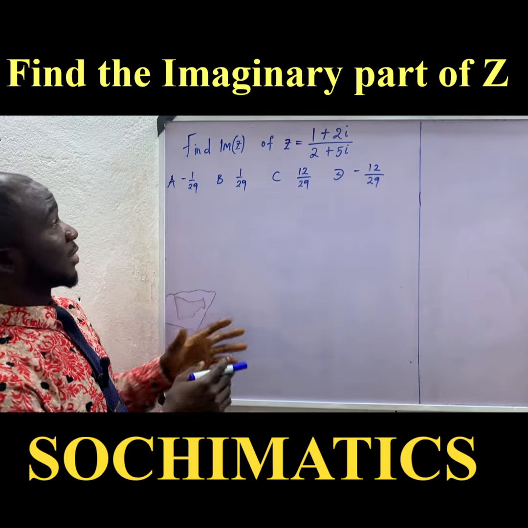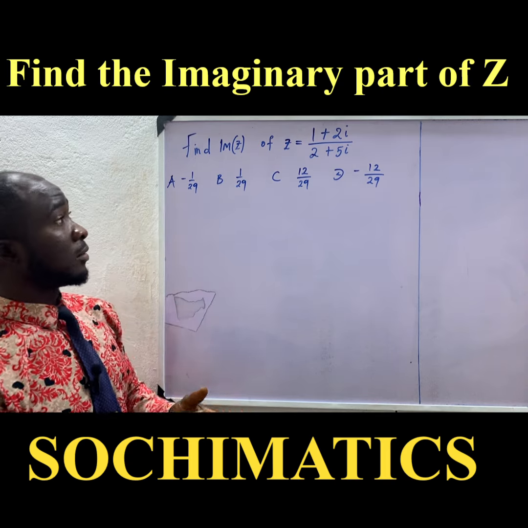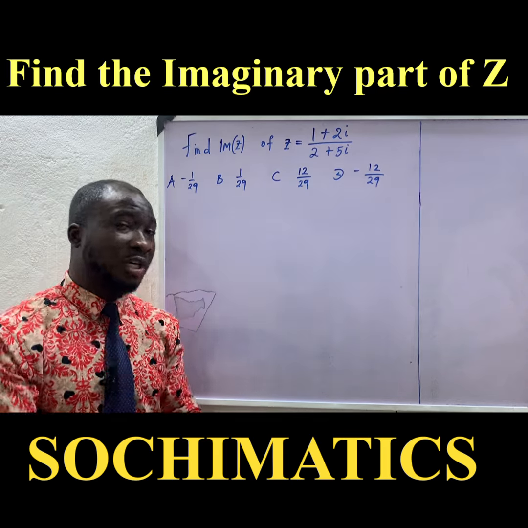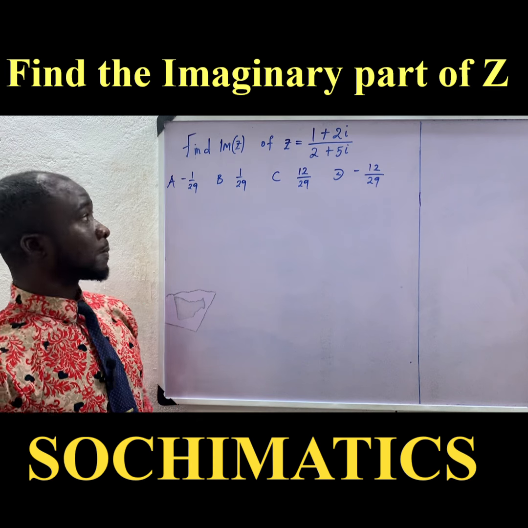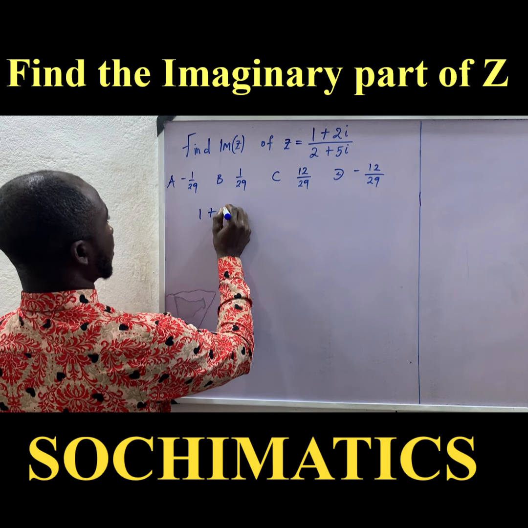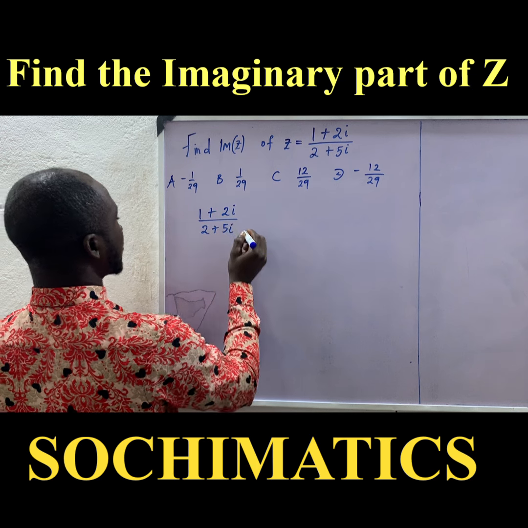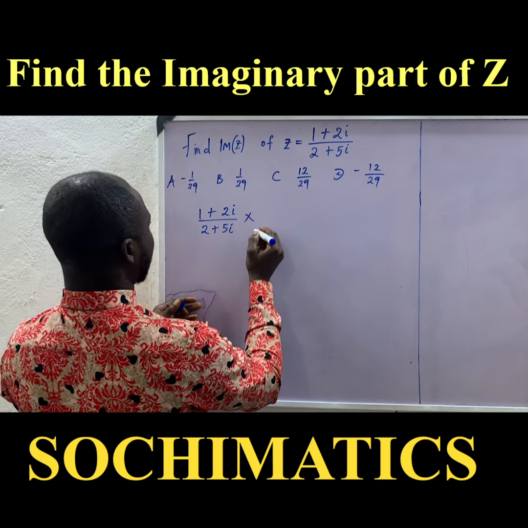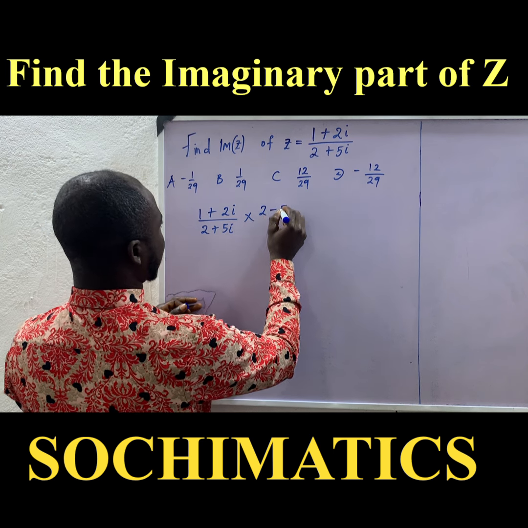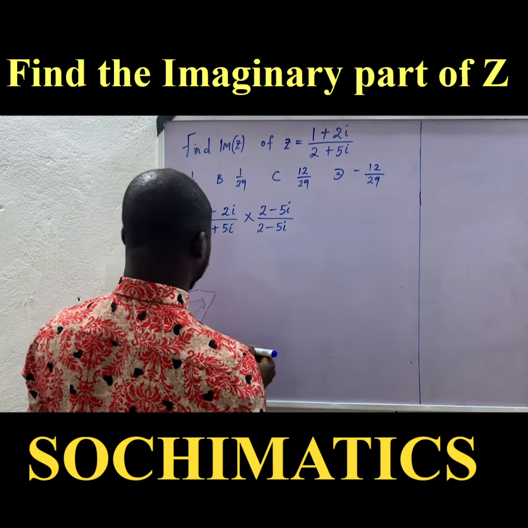To obtain the imaginary part of this complex number, (1 + 2i) divided by (2 + 5i), first of all, we need to rationalize this expression using the conjugate of the expression at the denominator level. That is to say that if we have (1 + 2i) divided by (2 + 5i), we need to multiply both the numerator and denominator using the conjugate of the expression. That is 2 minus 5i and then 2 minus 5i.